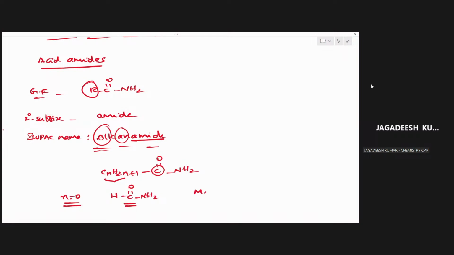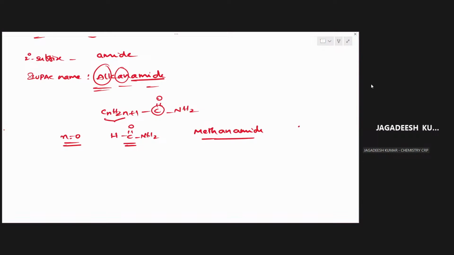So one carbon means the root word is meth. So meth and amide, methanamide. Simply we can write methanamide. But another common name also is there: formamide also we can write. This is the IUPAC name here, and this is the common name. Common name is formamide, but the IUPAC name is important.